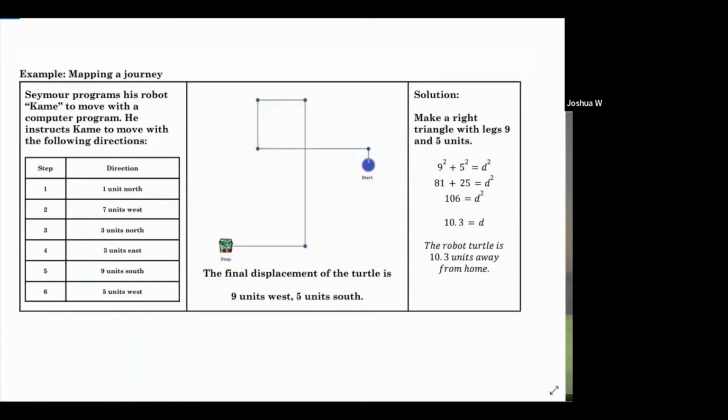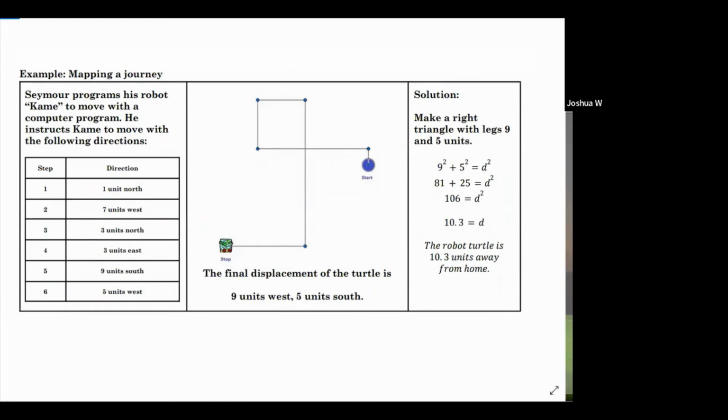For the next example, Seymour programs his robot Kame to move with a computer program. He instructs Kame to move in the following directions. For command 1, move 1 unit north. Step 2, the robot turtle will move 7 units west. Step 3, 3 units north. Step 4, 4 units east. Step 5, 9 units south. And step 6, 5 units west.